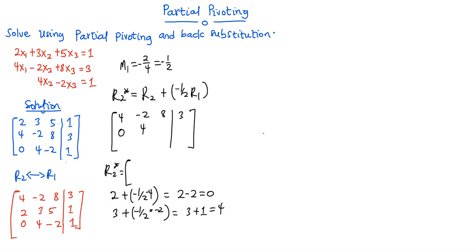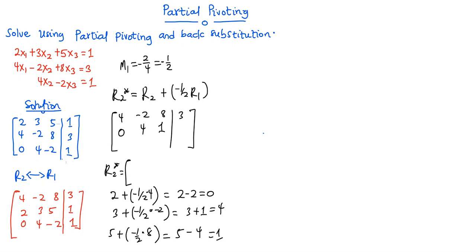Okay, and then for the third one, we are going to have 5 plus minus half multiplying 8. So let's see what you're going to get. You're going to have 5 minus 4, and this will give us a value of what? 1. So this will be my next entry, 1.